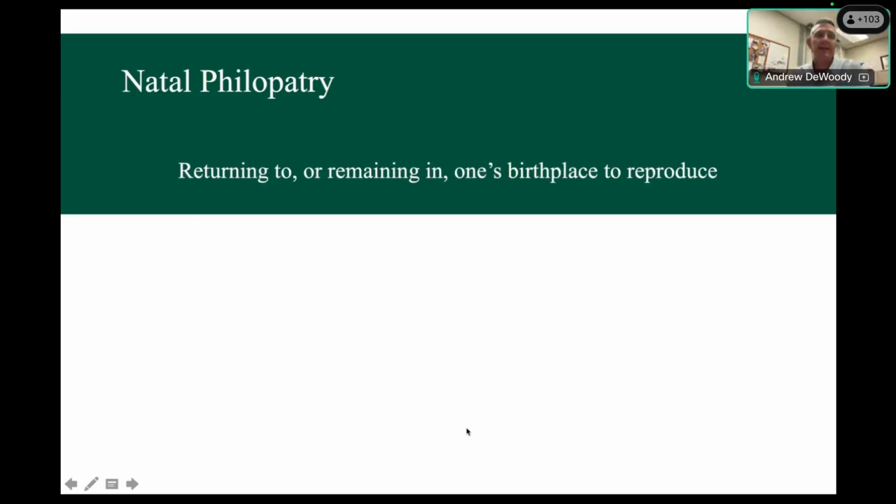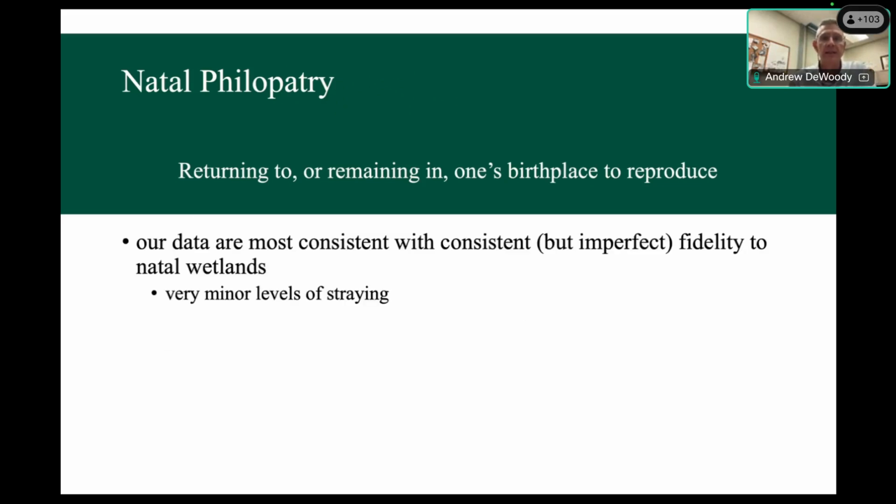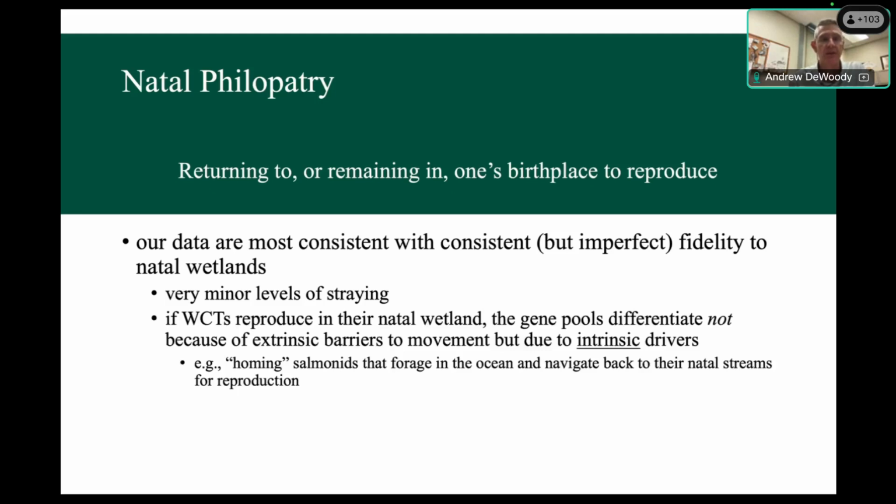And what do we mean by that? I think this is the idea of natal philopatry, returning to or remaining in one's birthplace to reproduce. This seems to be the biological phenomenon that's most consistent with the genomic data that we have. And that's consistent but imperfect fidelity to natal wetlands. I mentioned earlier that there may be some dispersers or some straying individuals from one population to another, and I think our data are very consistent with that.